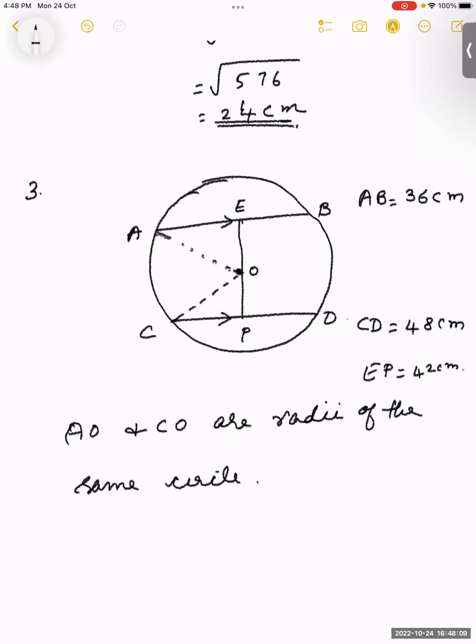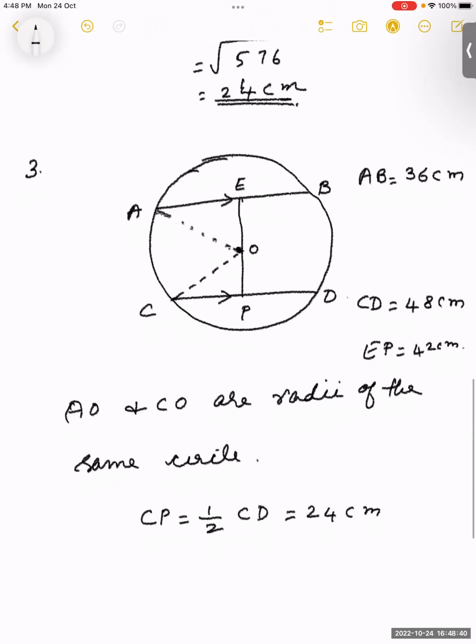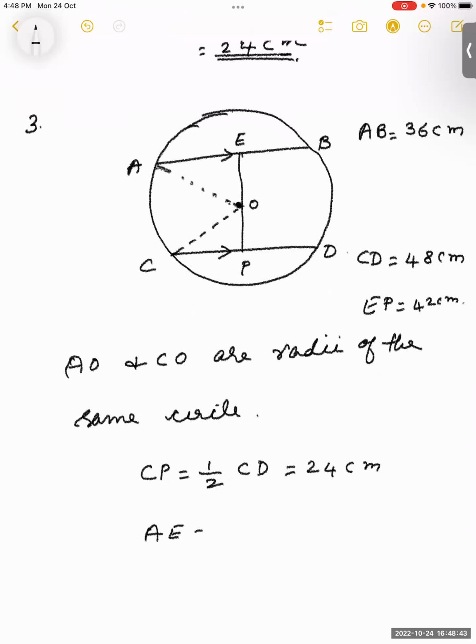Now, we know what CP is. I want Shreya to answer. What would be CP, Shreya? Can you guess and tell me? I know the length of CD. Can you tell me the length of CP? Half of CD. What is that? 24. Yes. So CP is half of CD, which is 24 centimeter. Now, what is going to be AE? Martin, can you tell me what is AE?